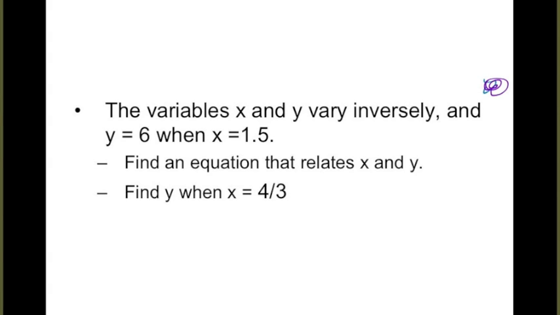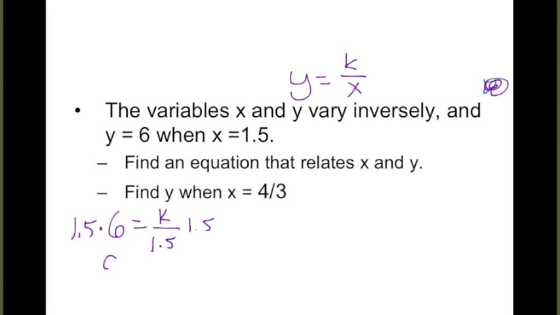We are told our variables x and y vary inversely. That means they follow the pattern of y equals k over x. Then we're given a specific value that y is 6 and x is 1.5. So to get k alone, I'm going to multiply both sides by 1.5. That gives me that 9 is my k value, but that's not an answer because the question asks us to write an equation relating x and y. So we need x and y in here. So we're going to have y is equal to 9 over x.